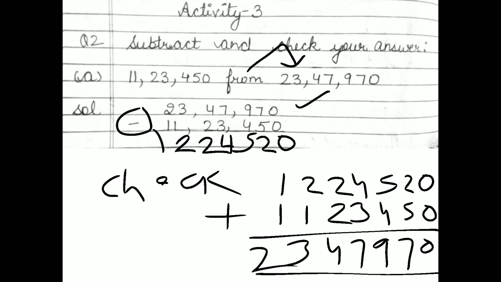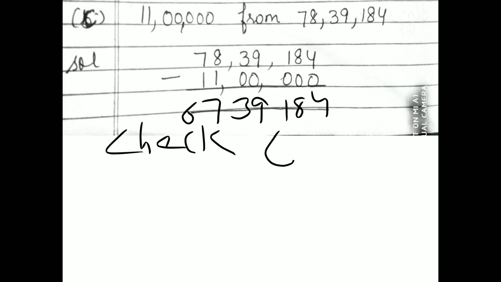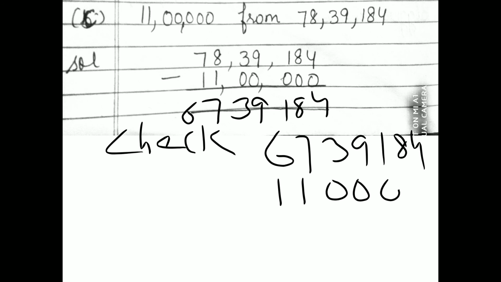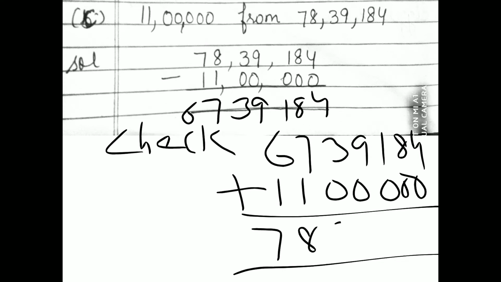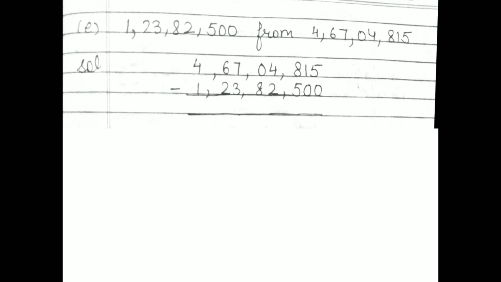Now we do another part. C part. 4 minus 0, 4, 8, 1. 9 minus 0, 9, 3. 8 minus 1, 7 and 6. Clear? Now check your answer. For checking, firstly write the answer only. Then the second number. Now in place of the minus sign, a plus sign comes. The answer comes 7, 8, 3, 9, 1, 8, 4. Clear?